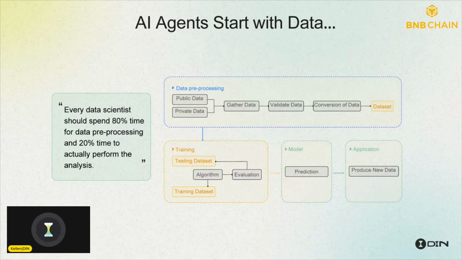When we ask any data scientist, they will tell you the same thing. Like 80% of their time is spent on data pre-processing, while only 20% is spent on actual analysis and model building. And that's exactly why we're focusing on solving this challenge. By providing efficient solutions for AI data processing, we will help AI agents learn faster, better, and at scale.